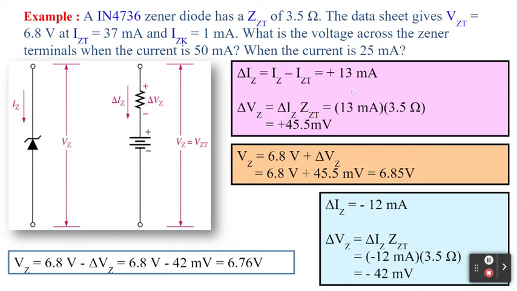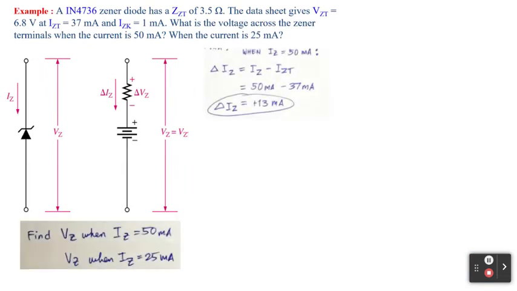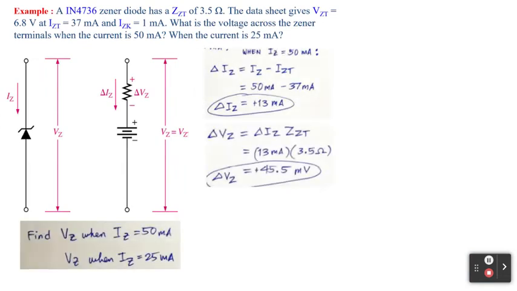Now, if we go back to the previous slide, that's it. We have here 13 milliamperes and 45.5 millivolts. So whichever is better for you to understand, then you may refer to the slides that you understand more. So if you understand this more, then you can consider this. So this is the calculation for delta IZ, or the change in the IZ, and this is the delta VZ, which is the change in the VZ. That is if the IZ is 50 milliamperes. But there are two questions here. So we have to consider VZ when the IZ is equal to 25 milliamperes.